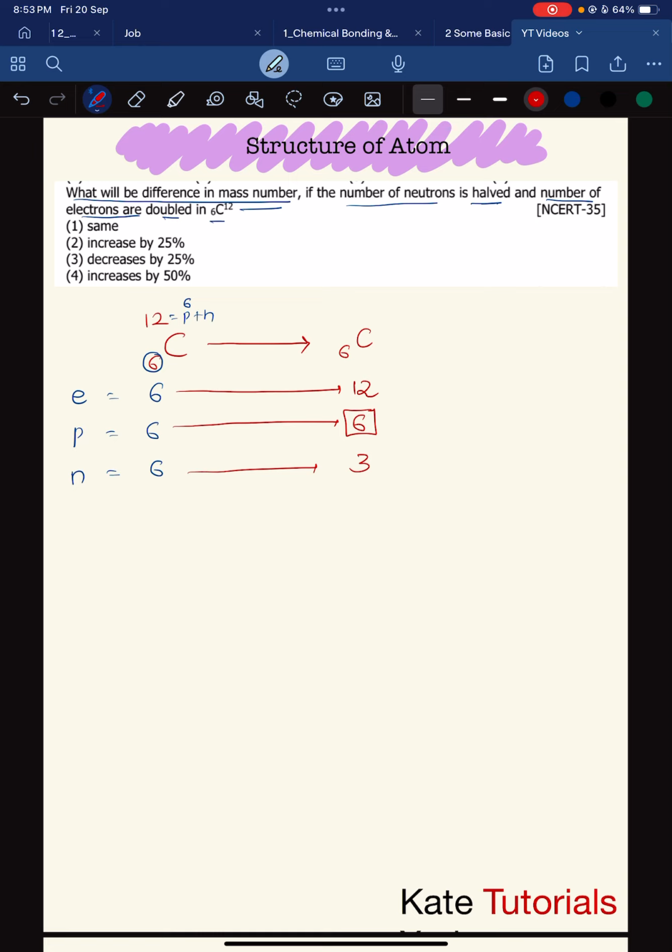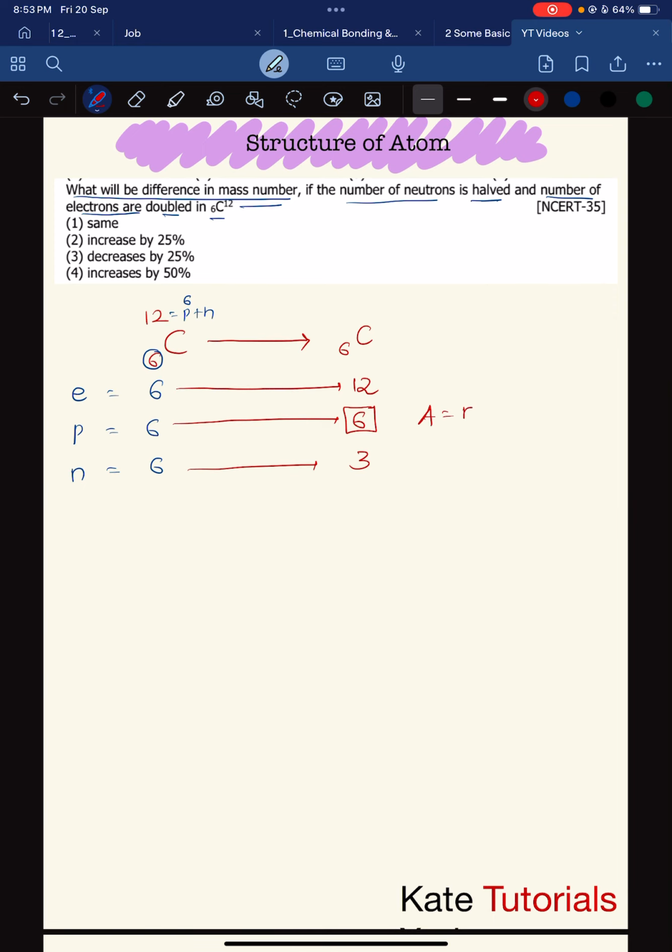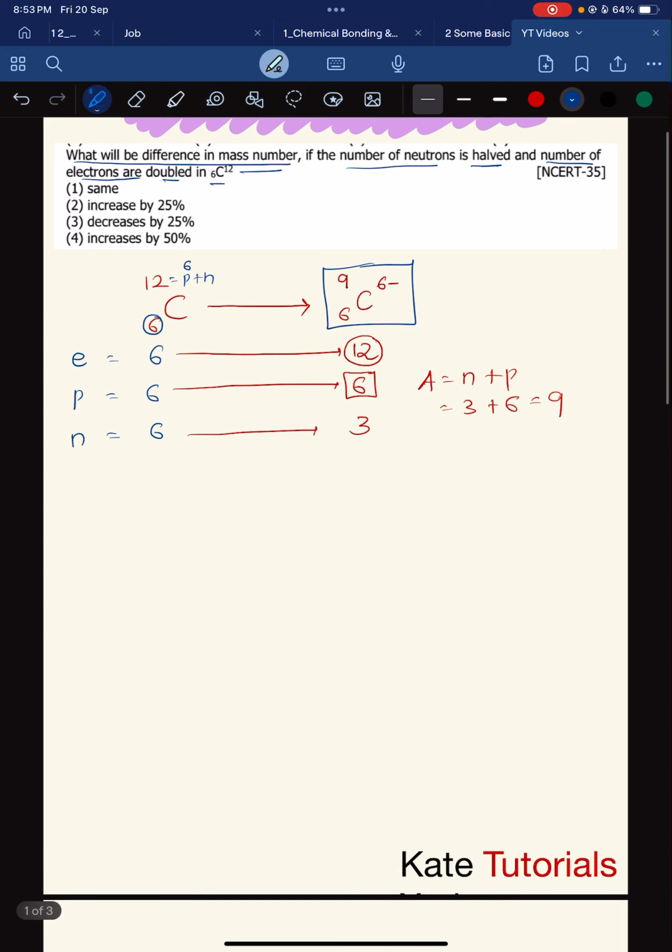And they are telling now the number of neutrons. So what is mass number? Mass number is nothing but the number of neutrons plus protons. That is nothing but 3 plus protons 6, so it is 9. So here it is 9. Since it has 6 extra electrons, it should be 6 minus. So this is the symbol of that carbon, whether it exists or not, but here is the question, right?